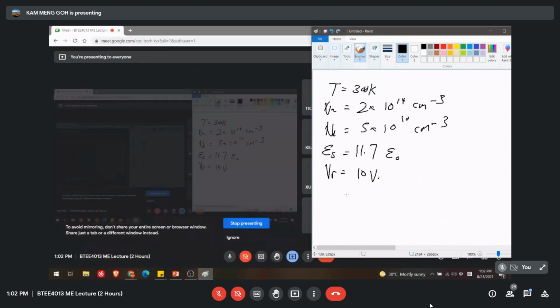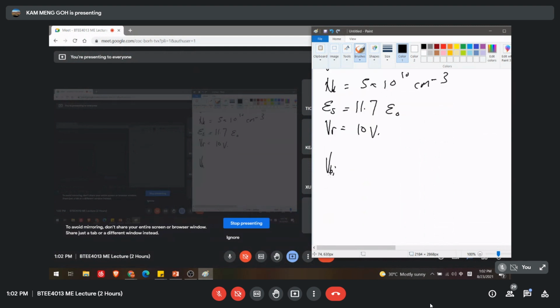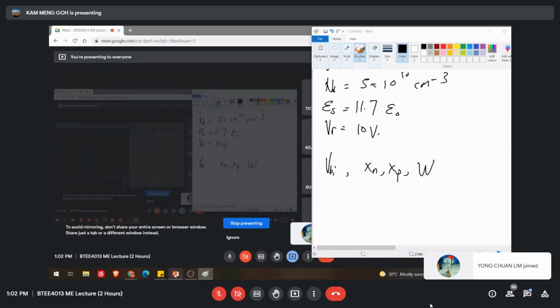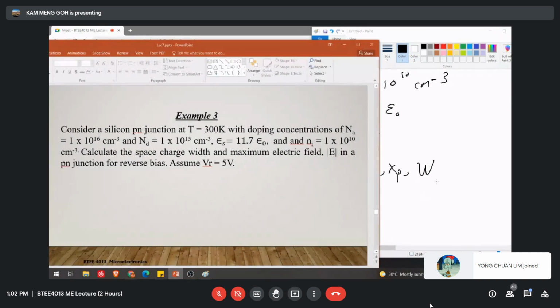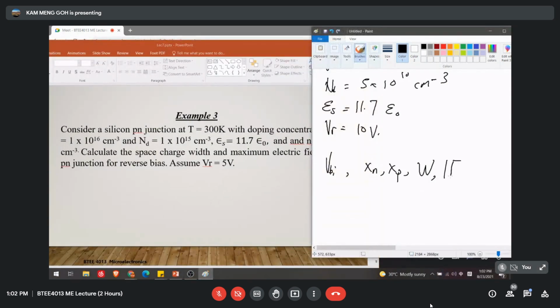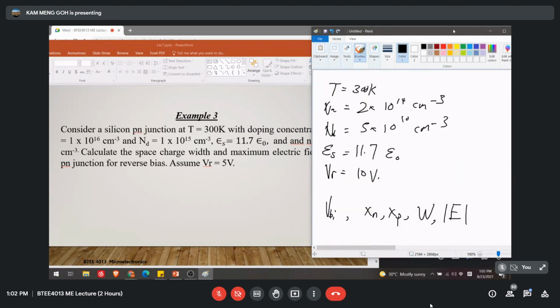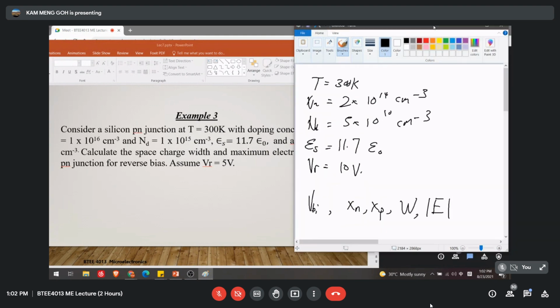Okay, try to calculate the VBI. Oh, not VBI, sorry. Yeah, okay, VBI should be there. Yep, you're right. xn, xp, W. And also, last but not least, the magnitude of E. Based on all this information, try to calculate all these things.